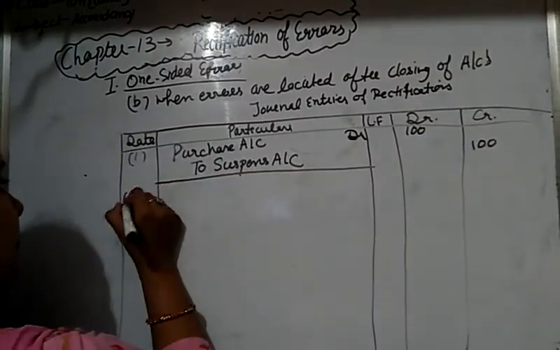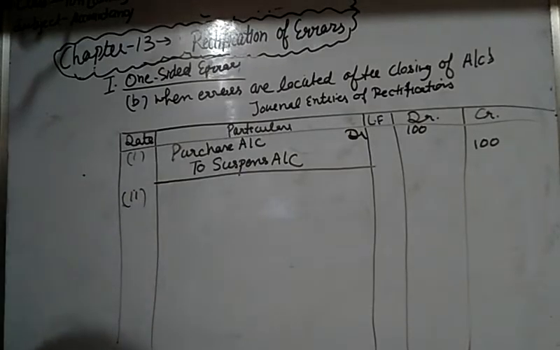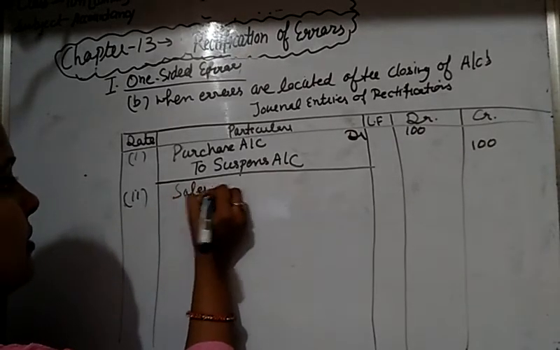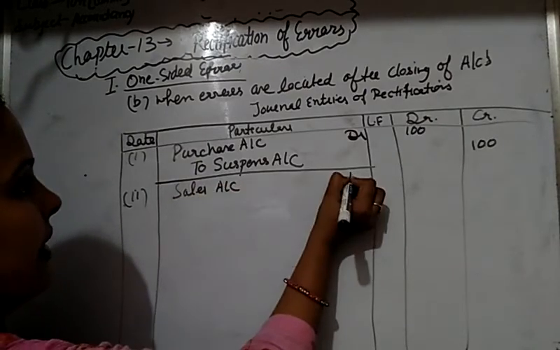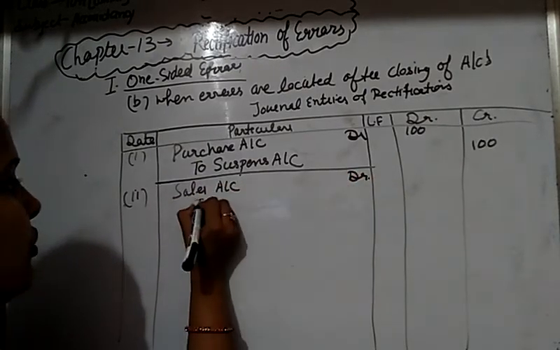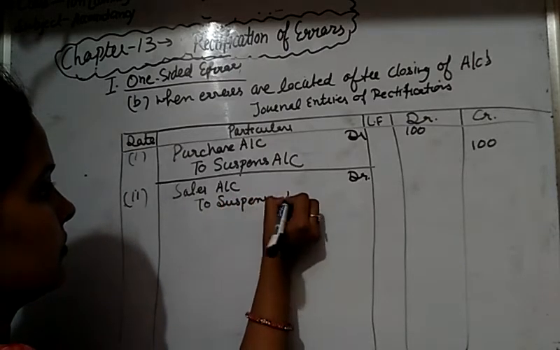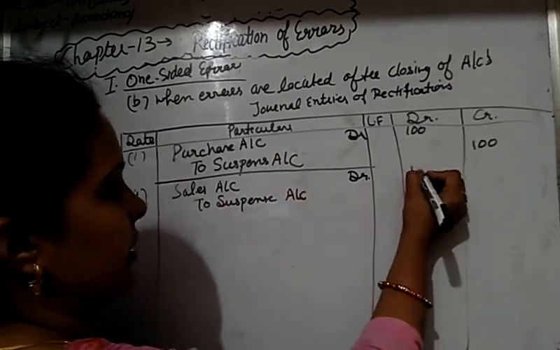Next is second. Sale book was overcast by ₹1,000. So sale account is always credited. Now it is overcast. We have to deduct. We have to subtract 1,000. So we debit it. So we write sales account debit to suspense account 1,000.